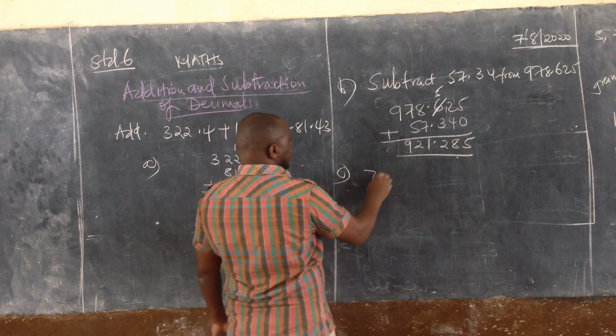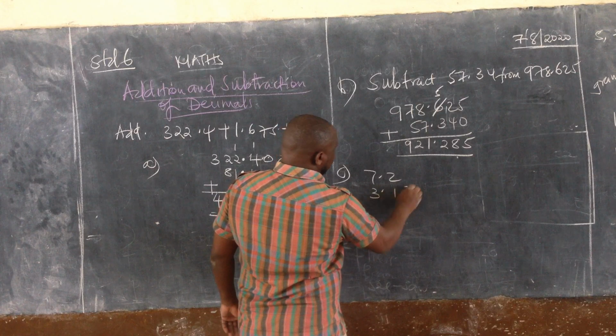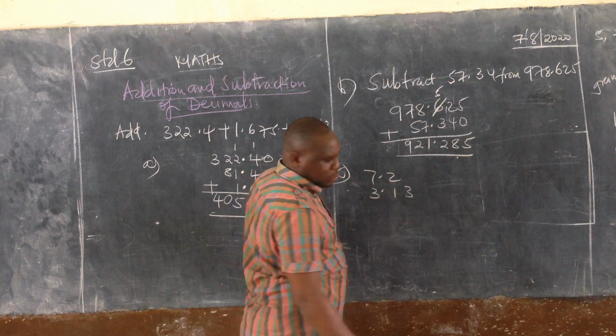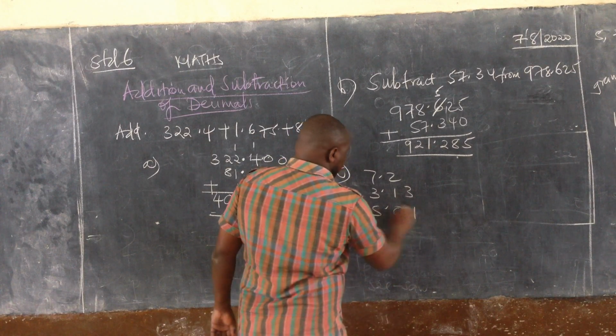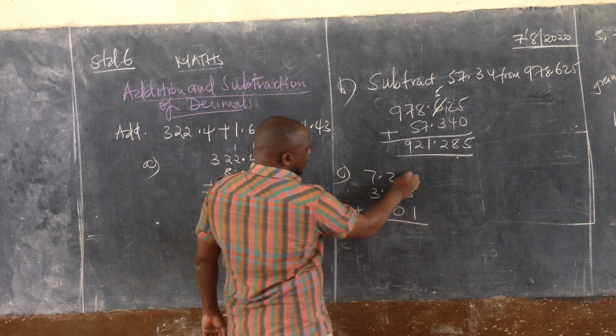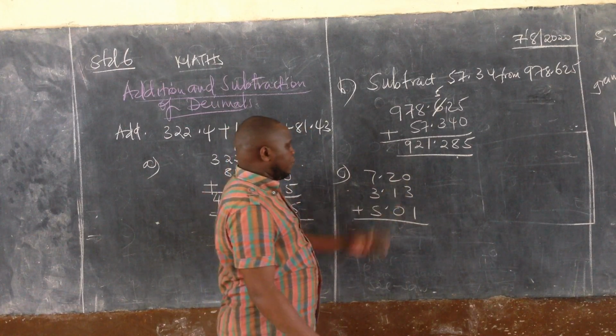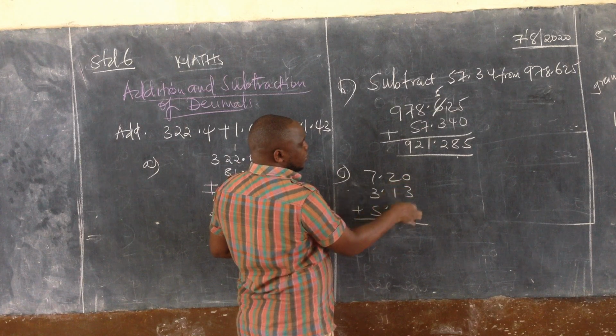7.2, you are adding 7.2. That is to be added to 3.13. That is to be added also to 5.01. And it's addition. So if you want to add that, learner, you can add just a 0 there. There's no problem with adding a 0 there, so that you have 2 points each.